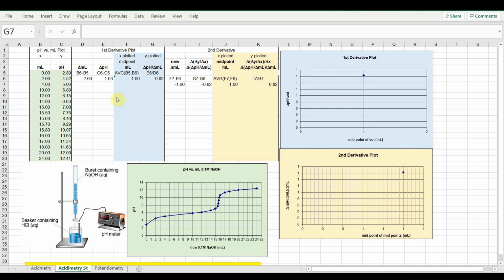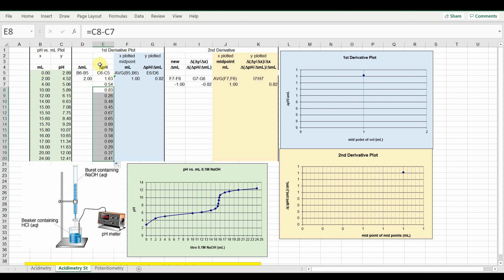So let's get those changes of pH to begin with. So this point is the difference in pH between two consecutive pHs, C6 minus C5. Let's drag that formula down to see how that works. The next point is the change in pH between the next two consecutive points. We'll drag that down again. This point is the change in pH between the next two consecutive points, and so on. So we can just autofill that to the bottom.